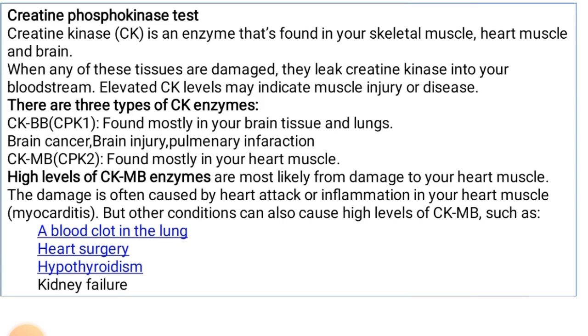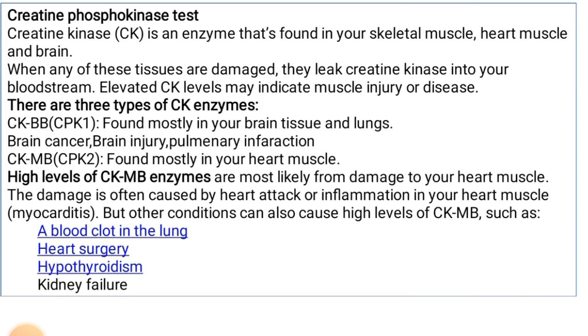There are three types of CK enzymes. The first one is CKBB, which we also call CPK1, that is creatine phosphokinase 1, or creatine kinase BB. Why is it called BB? Because it is present in the brain tissues, so it is called creatine kinase BB. It is found mostly in the brain tissues and lungs.